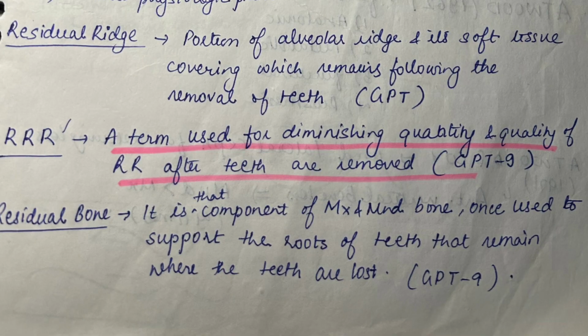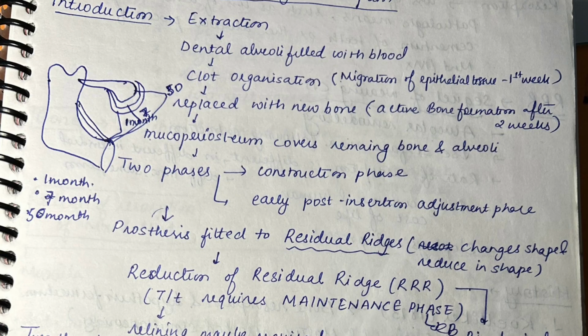So let's begin. According to GPT, a term used for diminishing quality and quantity of the residual ridge after teeth are removed is residual ridge resorption. Small tip, whenever you are writing an answer, always begin with an introduction. So, whenever we extract the tooth, the alveolus is filled with blood and the clot organization begins in about the first week, which is then replaced with new bone, and the mucoperiosteum covers the bone and alveoli further.